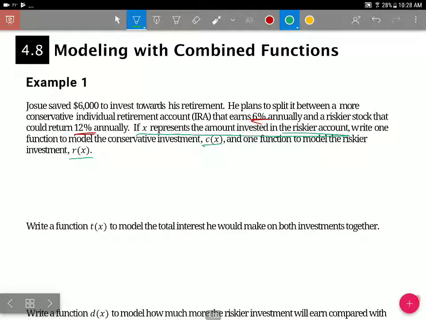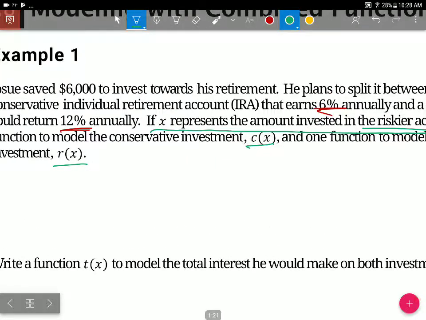Okay, so you've got two things going on. He's splitting his money. Some of it's going into a risky option, we can make a lot of money on it, but it might do bad, and he has one that's a lot more conservative. He's more likely to make good money, but not as much. You follow just how investments work. So here we go. For the riskier one, R of x.